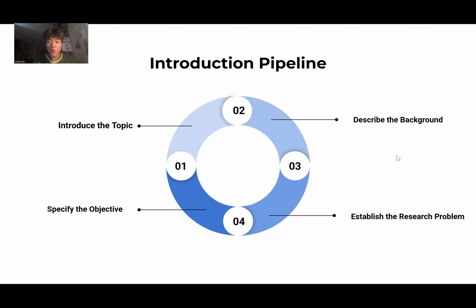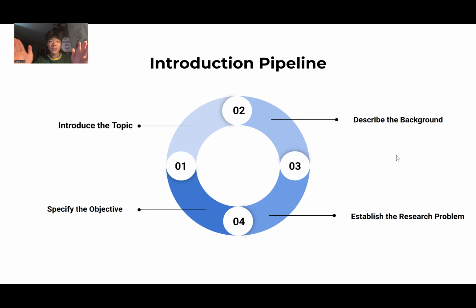So one way to make writing your introduction much easier is to think of it as a pipeline with 4 steps. First, introduce the topic. Second, describe the background. Third, establish the research problem. Finally, specify your objective. Notice that this generally moves from broad to specific, like a funnel.